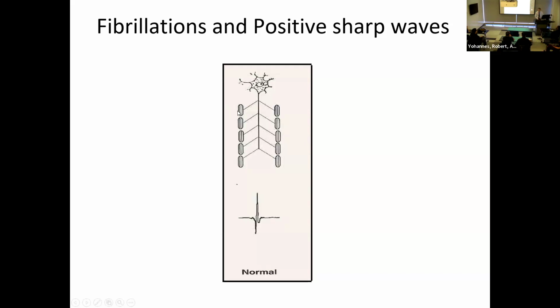And what they do is they have these action potentials, spontaneous action potentials, which appear to us as either fibrillations or positive sharp waves. Both of them have exactly the same meaning. They look different for physiological reasons. They look different, they sound a little bit different, but they mean the same thing. Those are individual muscle fibers that lost their connection with their neuron.